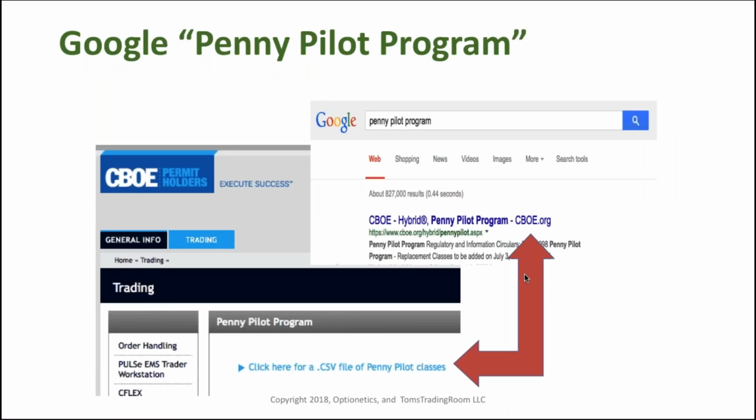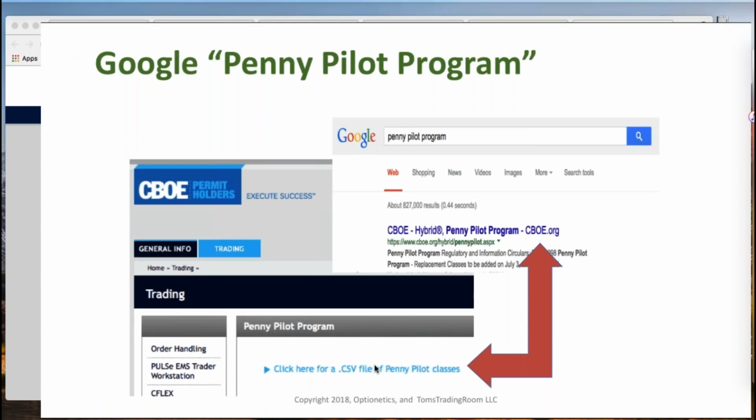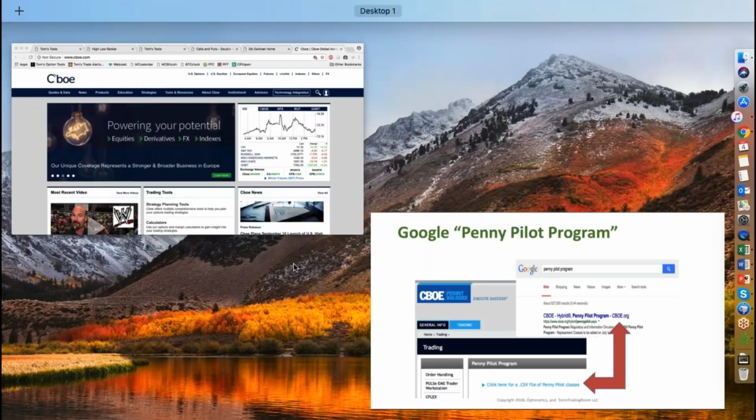What we can do is Google, because everybody knows how to Google, and you can get there very, very quickly. If you type into Google the words Penny Pilot Program, that's going to take you to the CBOE Penny Pilot Program. And then from there, we can click on that list of stocks. And now you're getting the list of stocks that I use. So let's just do that.